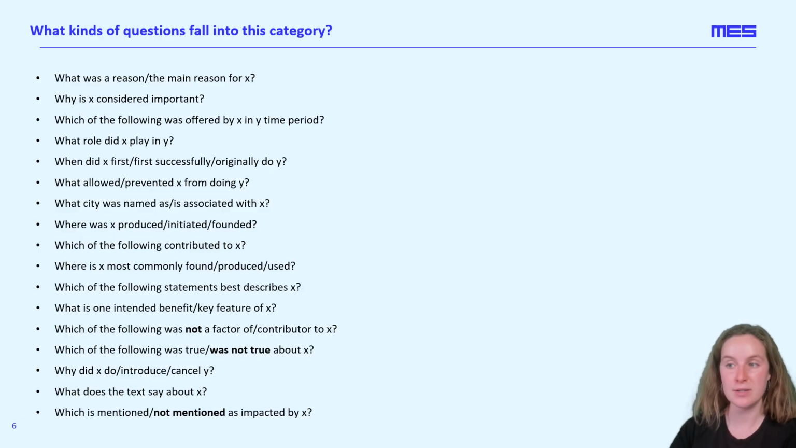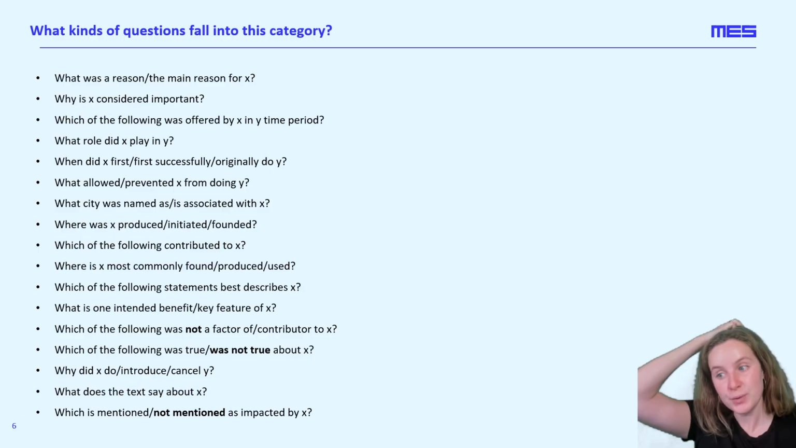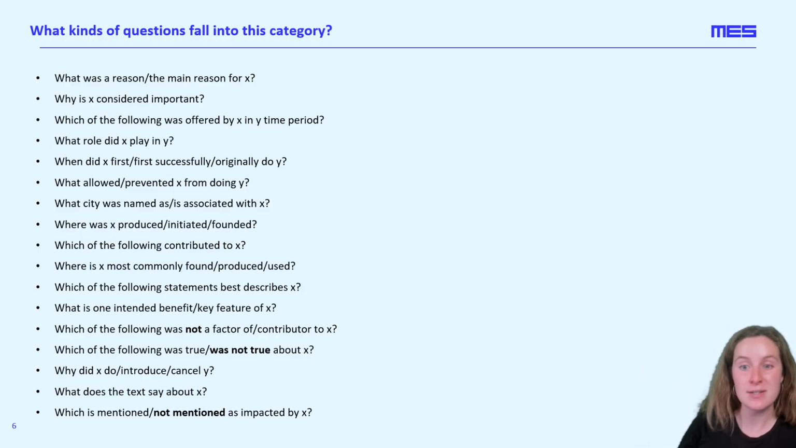So main reason for something, why it's considered important, what was it offered, what role did it play, when did it first debut, what allowed or prevented something from doing something, what city was named or associated with an idea or a movement or a time period. When was it produced, initiated, founded? What of the following contributed to it? Where is it most commonly found, produced, or used? Which of the following statement best describes it? So literally a synthesis or summary question there. An intended benefit or a key feature of.